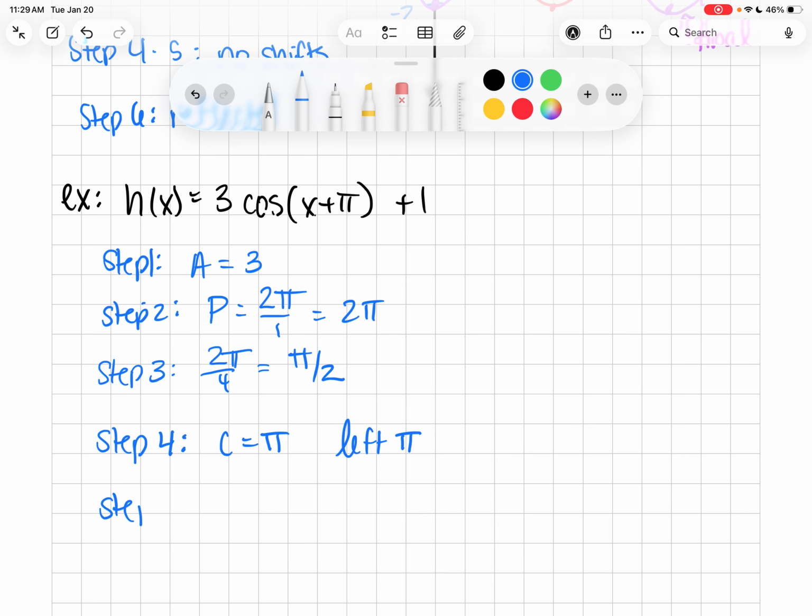Step 5, this is for D, which is the stuff outside the parentheses. This is a positive 1. And so this goes up 1. So it goes the same direction as the sine. And then step 6, there's no reflections. So I'm not going to write it this time. Normally if there's not something, I don't write anything. I was just doing it on these first few.